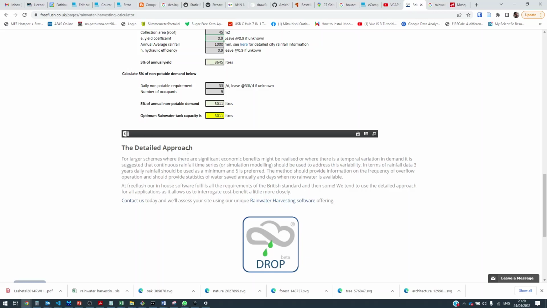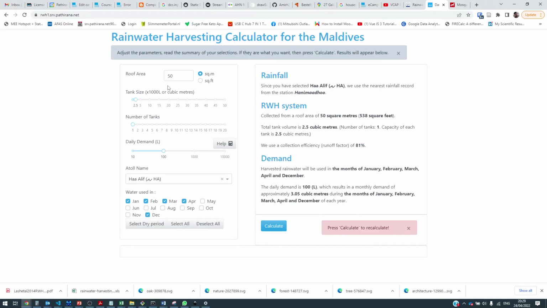By doing that, you can get a pretty good idea about what kind of size you need. So what I'm going to show you now is such an application that we have been using for the country of the Maldives. This particular application is customized to work best for the Maldivian context because the rainfall data is for that country. Of course, you can customize it very easily to match another country.